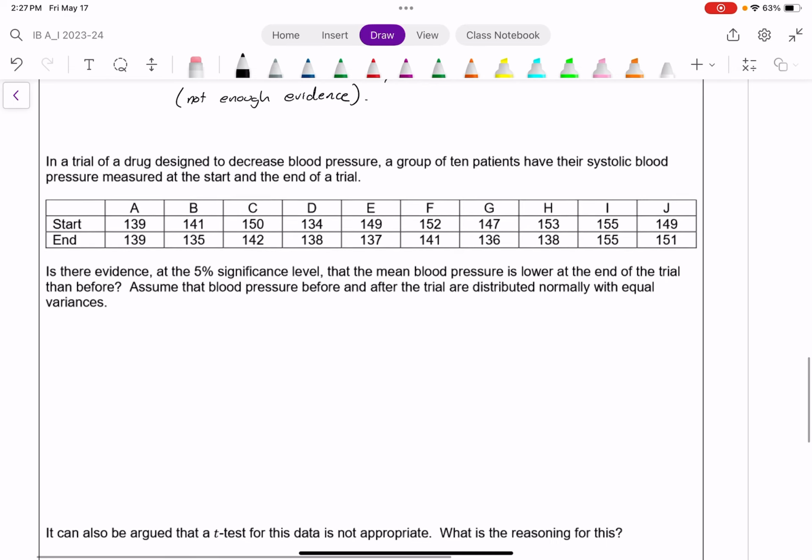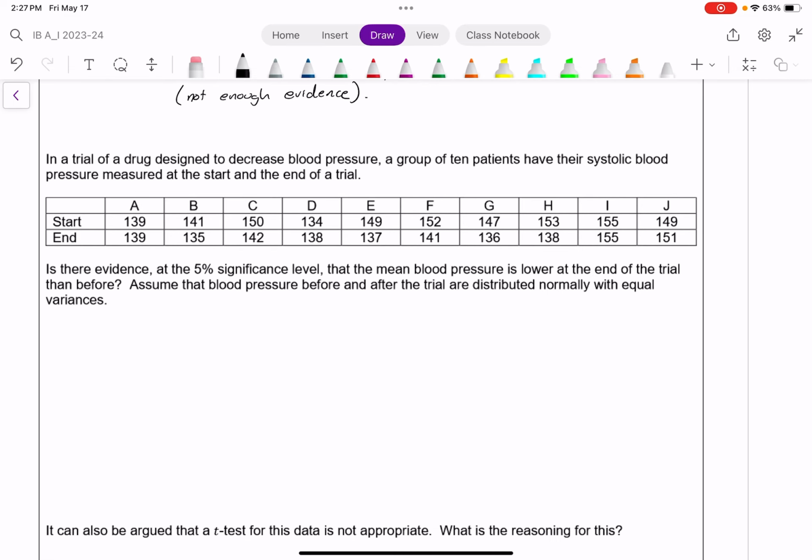All right, so for this last question, looking at a trial of a drug designed to decrease blood pressure. We have a group of 10 patients, and they have their blood pressure measured at the beginning and the end of the trial. Person A had the exact same blood pressure at the beginning and at the end. Person B went from 141 down to 135, and so on.